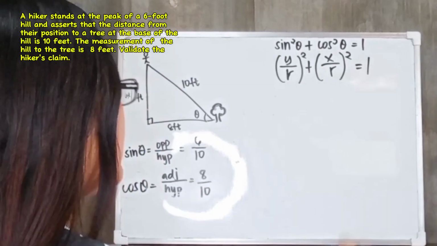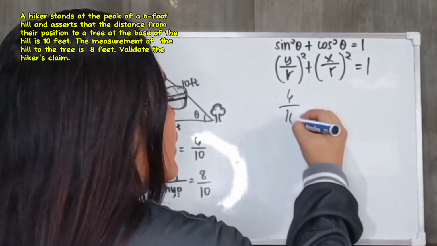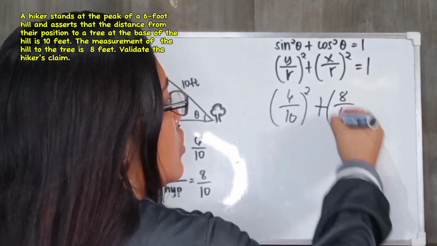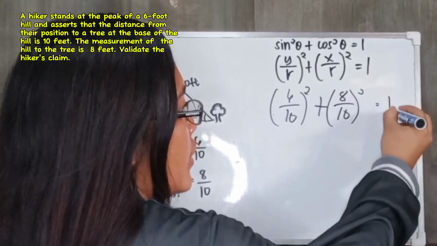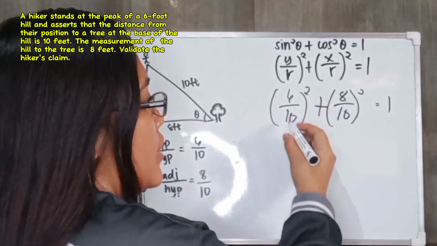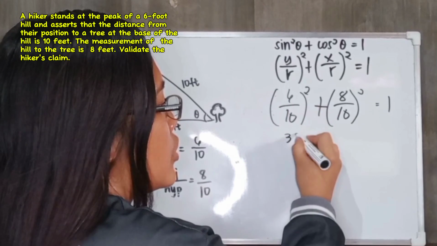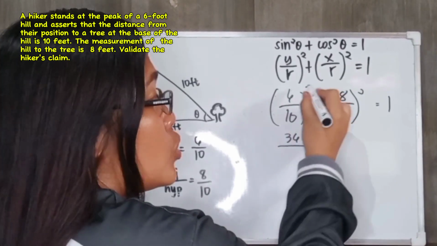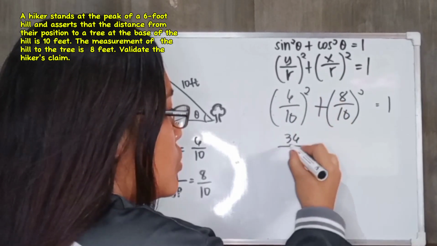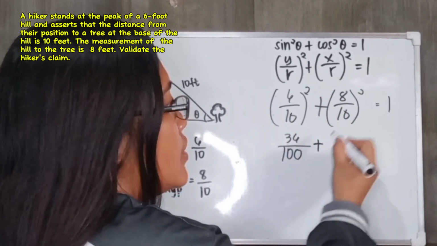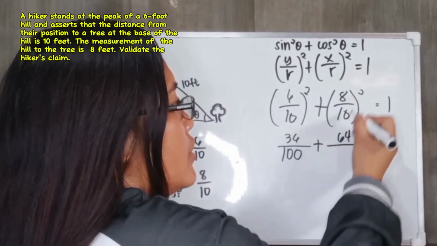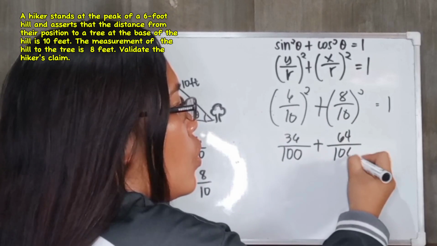So for sine squared theta we have 6 over 10 squared, plus 8 over 10 squared, is equal to 1. Now, let's solve the top part and the lower part. 6 squared is equal to 36. 10 squared, or 10 times 10, is equal to 100. Plus 8 squared, or 8 times 8, is equal to 64. And 10 squared is equal to 100.